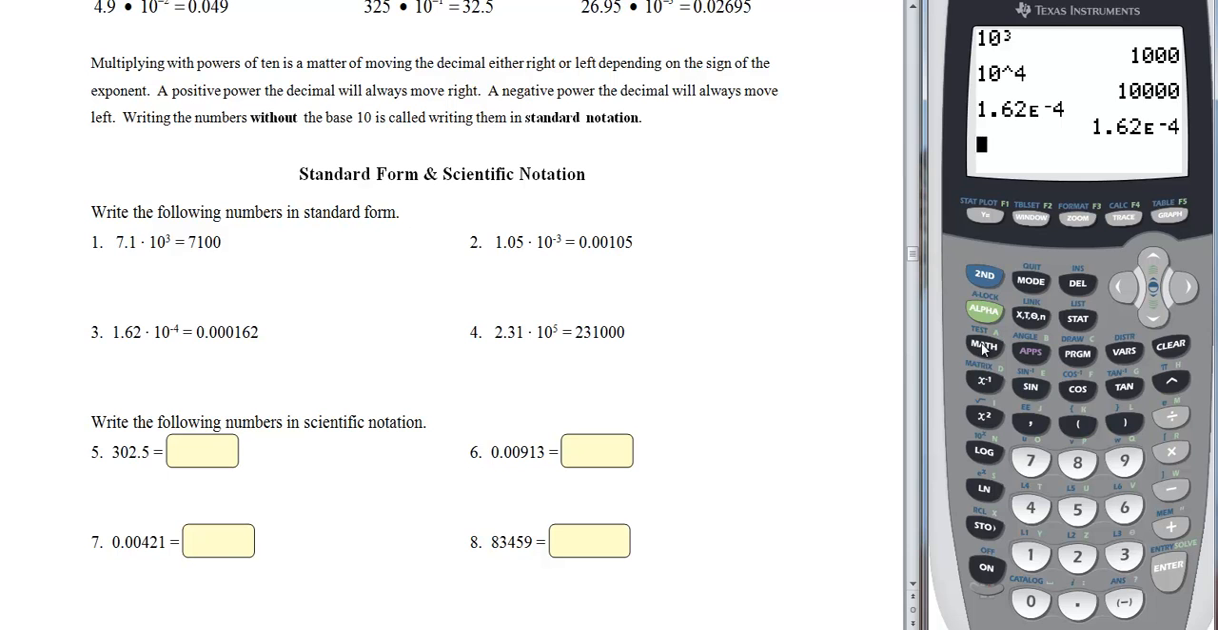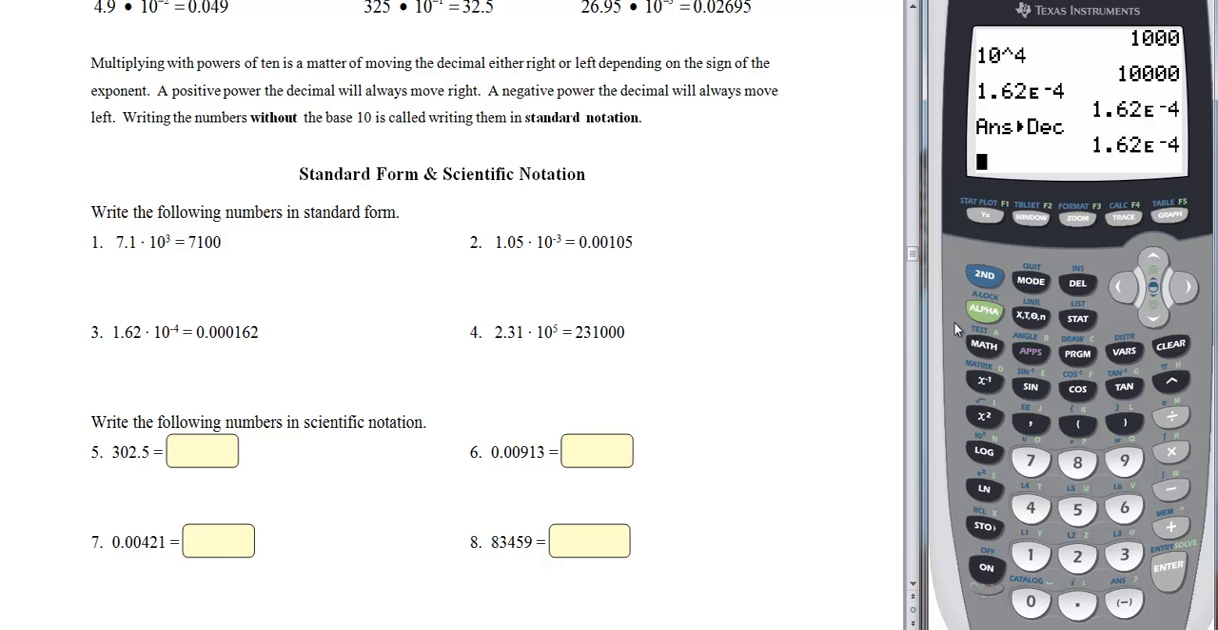Now, let me see, can I change this to a decimal? No, it won't let me. Well, let's try 0.000162 and see what it does. Ah, there it is. So the calculator up to a certain point with a bunch of zeros doesn't like it. So you can, I guess, check yourself this way. Put in your answer and see if it is the same thing. Now this, I don't think it'll change it. I think it just keeps it.